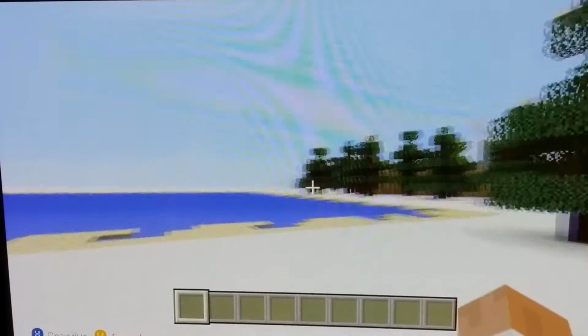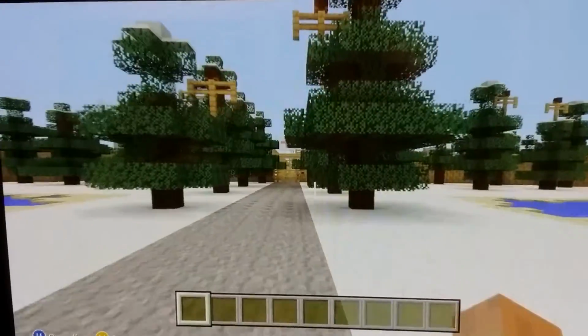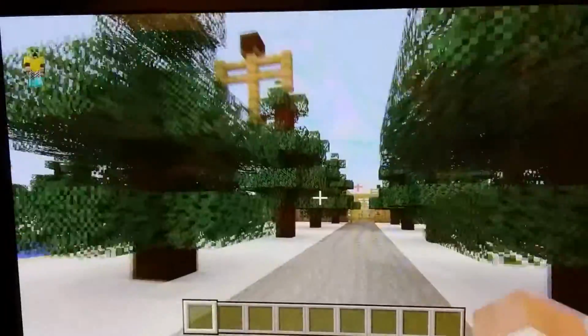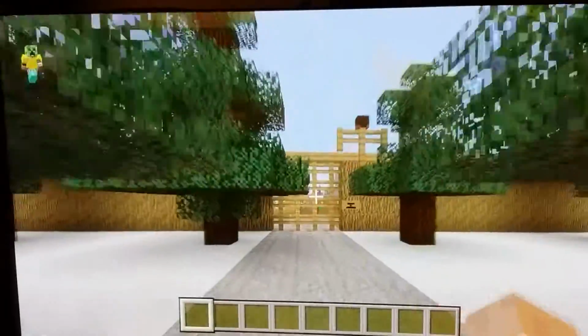I only could build 2 parts of the water, but it's surrounded by 3 bodies of water, and this is all the Indians attacking Jamestown. And now I'm going to enter Jamestown.